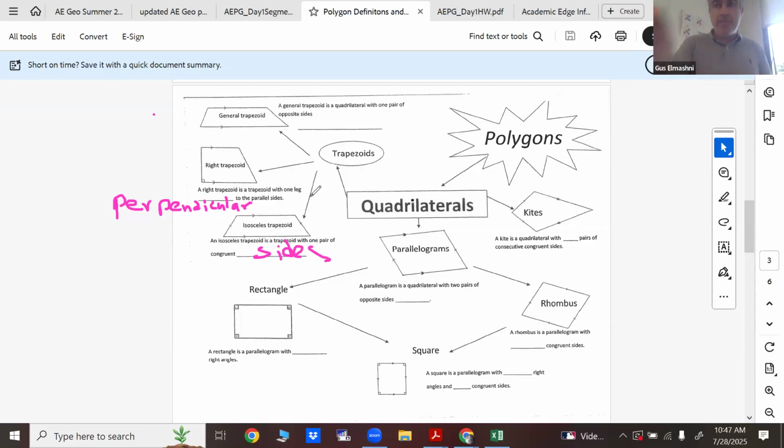A kite, we have this on the assessment. A kite is a quadrilateral with 2 pairs of consecutive, congruent, or adjacent sides. So see this right here? These are adjacent. They're next to each other. Those are the same. So that's okay. These are the same. Right? These are the same. It looks like a kite. You fly a kite, right? Whatever. Parallelogram. A parallelogram is called out by 2 pairs of opposite sides.